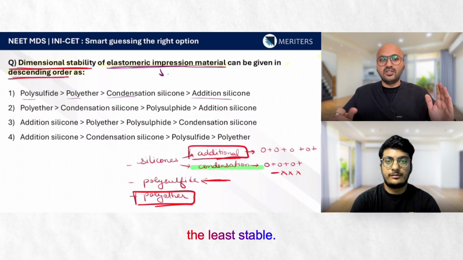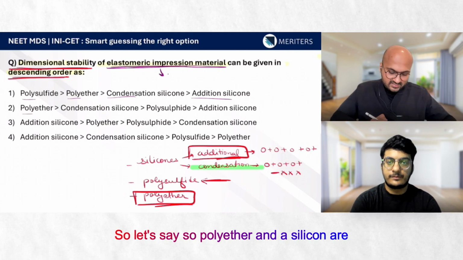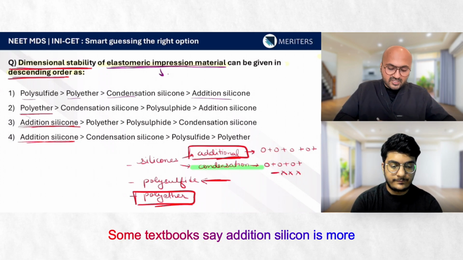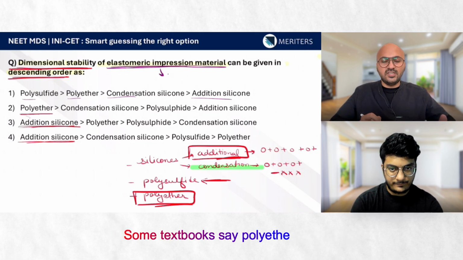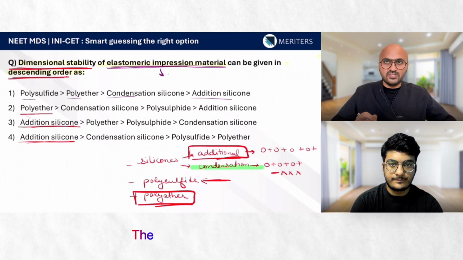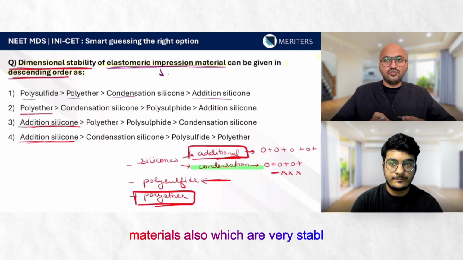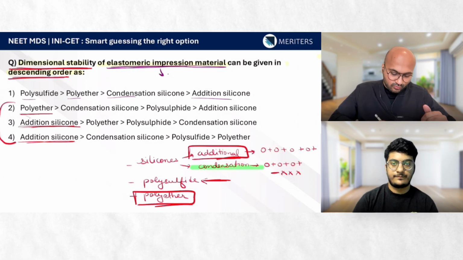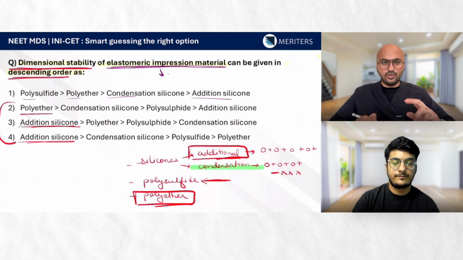Now, the way I would look at these options is to identify if I can find the most stable or the least stable. So let's say polyether and A silicon are the most stable. Some textbooks say addition silicon is more stable. Some textbooks say polyether is more stable. There are combinations of these two materials also which are very stable. So here it is very difficult to filter out the options.